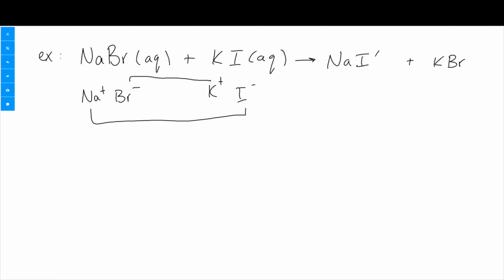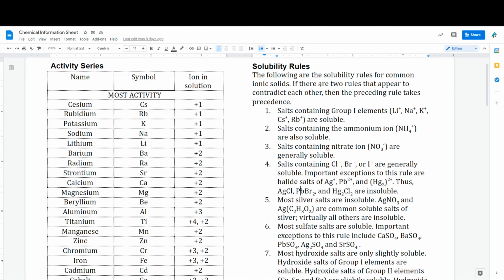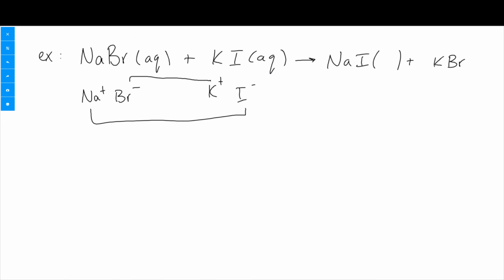Now let's try and figure out the solubilities there. Sodium iodide: salts containing group 1 elements, so sodium, are soluble. This is a salt that contains sodium plus, so it is soluble. Potassium bromide, same thing, group 1 ion, so it is soluble. So looking at the change of states, we have dissolved things before, dissolved things after.